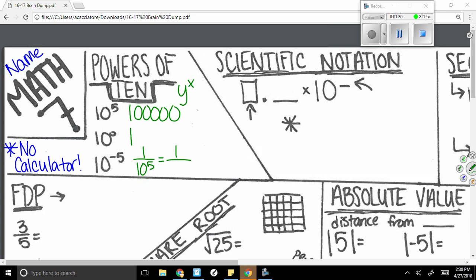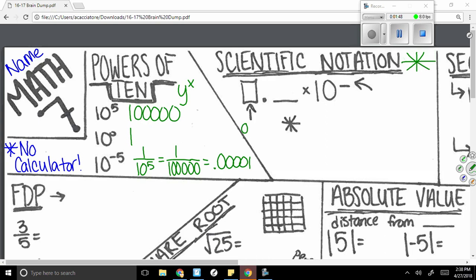And then we can also go through and solve that. 5, and that would be 0.00001. Now, scientific notation is one of those no calculator sections. So we're going to put that little star there to help us remember.